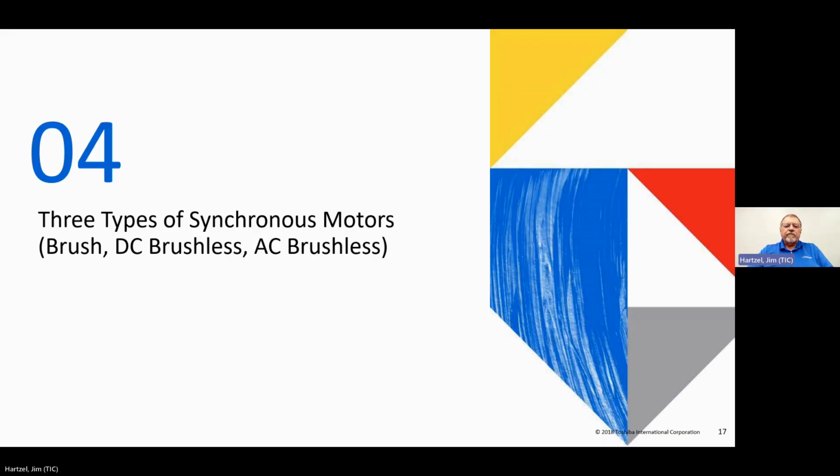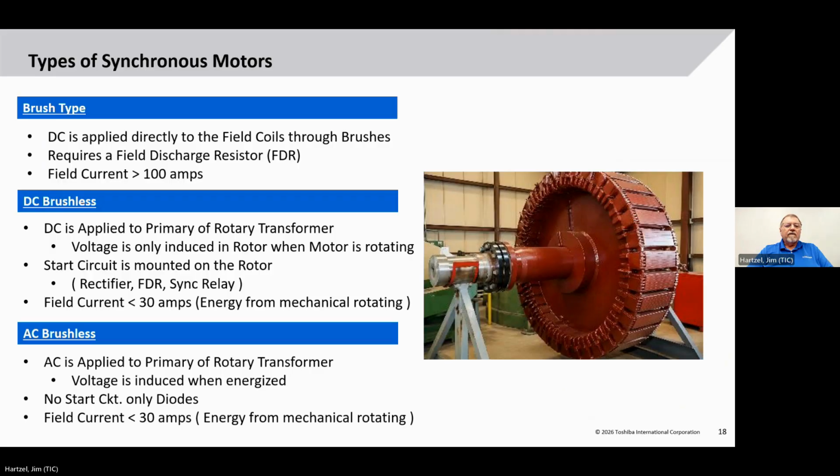Okay, we're going to now look at the 3 types of synchronous motors. There's the brush type, there's the DC brushless, and then there's the AC brushless. Okay, the DC brush type, basically, we're going to use DC, we're going to apply it directly to the field coils through a set of brushes. So we would have, on this picture, slip rings, and we'd have brushes riding on it, and the DC would go through some cables and go onto the rotor and be wrapped around all these field coils.